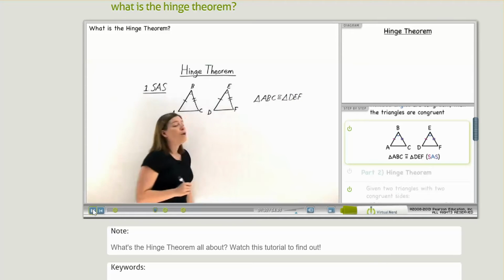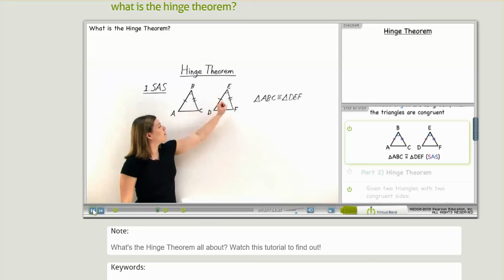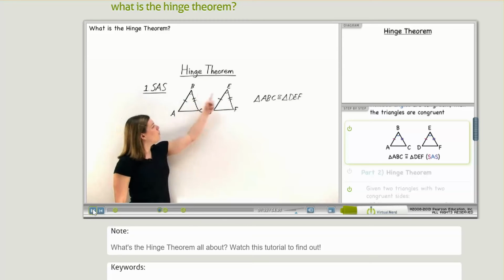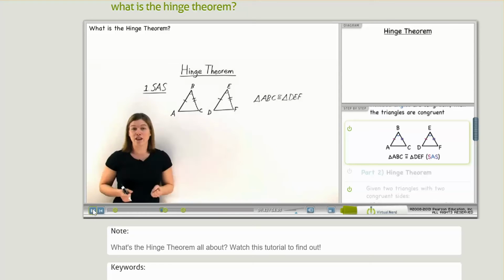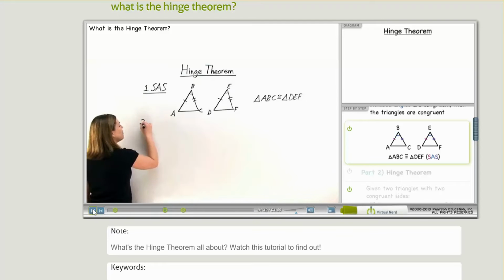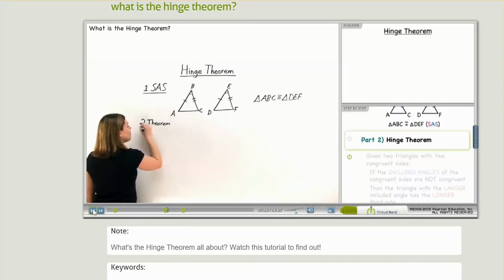Great. Now, what if we play around with this a little bit? Take a look at these included angles. Say we still have the two sets of congruent sides. But what if these two included angles aren't congruent? What if one is larger than the other? Well, what happens then? Well, we actually have a theorem that talks about it. It's called the hinge theorem. So let's go ahead and take a look at the hinge theorem.